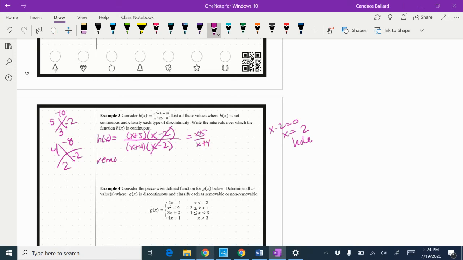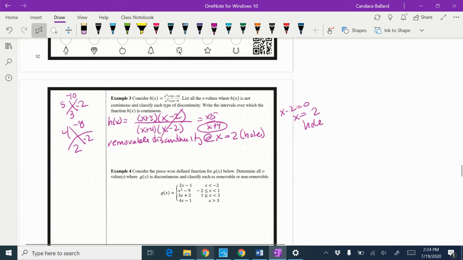removable discontinuity at x equals 2. And if you want to put in parentheses to remind yourself that it's a hole, that's not a bad idea, okay? All right, now we still have something left in the denominator. We set that equal to 0. So we got x equals -4, and we know that that is our vertical asymptote. So we know that's a non-removable discontinuity.